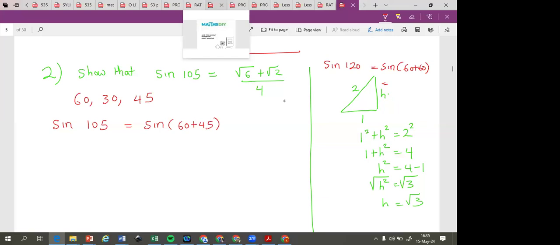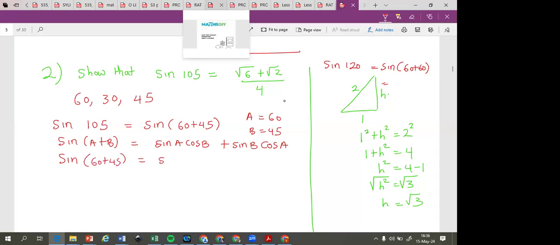Okay. Now, since here we have sine of 60 and 45, you must remember when we expand sine A plus B, what do we have? That I have sine of A, cos of B, plus sine of B, cos of A. Now, here you say your A is equal to 60 and B is equal to 45. So you substitute in. So you say sine of 60 plus 45 is equal to sine of 60 cos of 45 plus sine of 45 cos of 60.